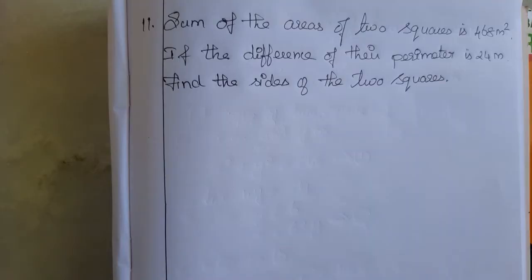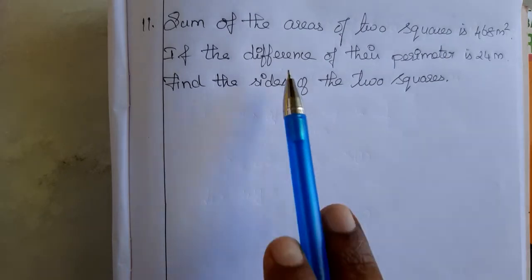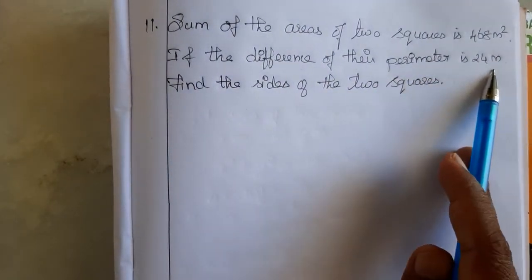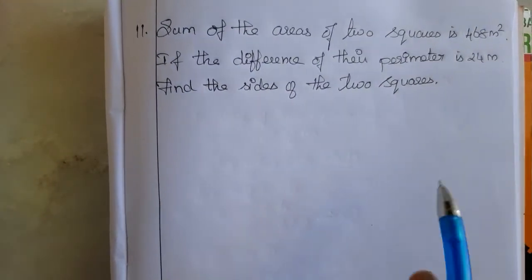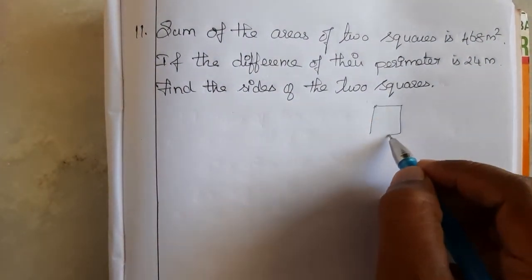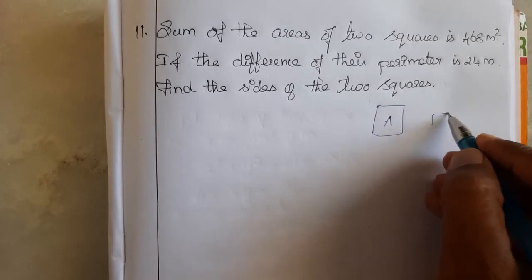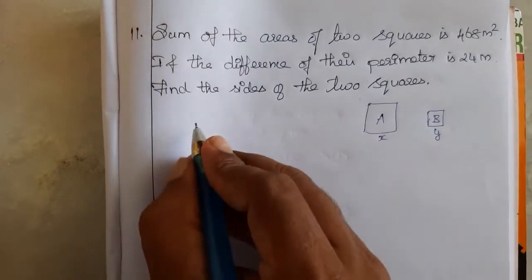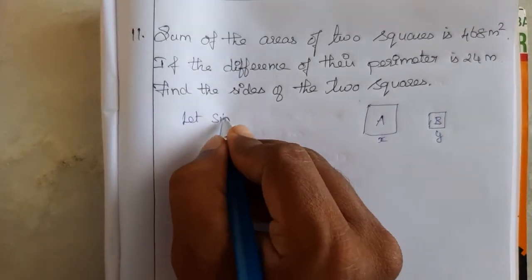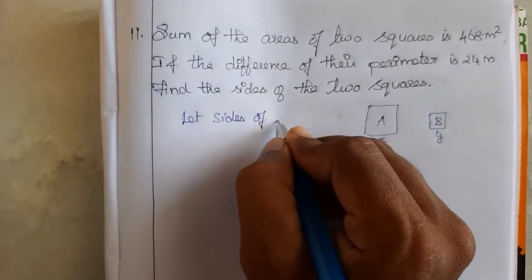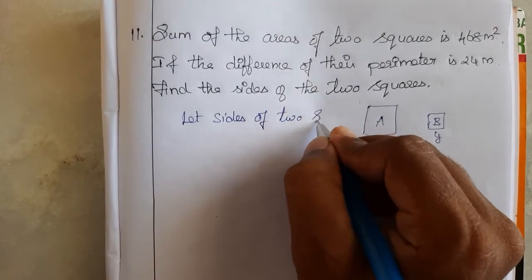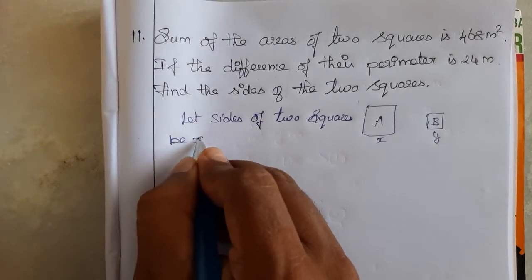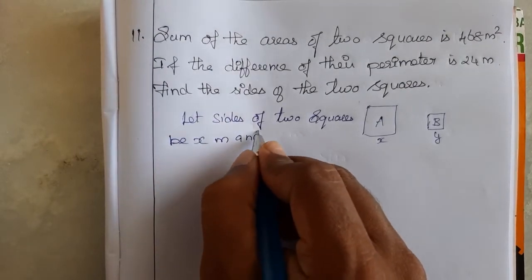So here we go for the next problem. The sum of the areas of two squares is 468 meters squared. The difference of the perimeters is 24 meters. Find the sides of the two squares. Let me consider square A and the smaller one B. Let the sides of the two squares be x meters and y meters.